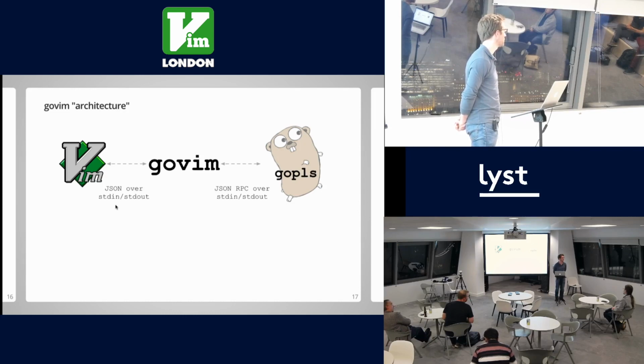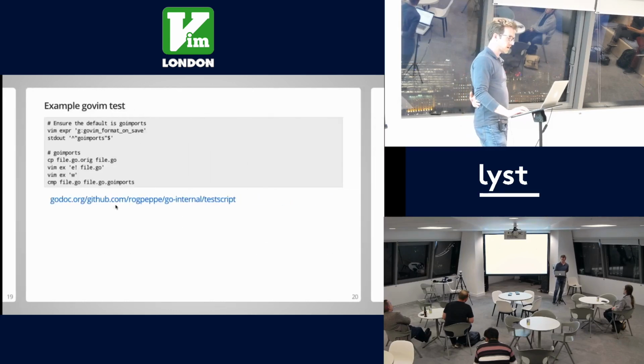And another quick question: the govim test syntax, is it your own? No, it wasn't completely. So there's the link to the test script format there. Actually, it's in Roger Peppe's GitHub repository, but actually this originated within the Go repo itself.